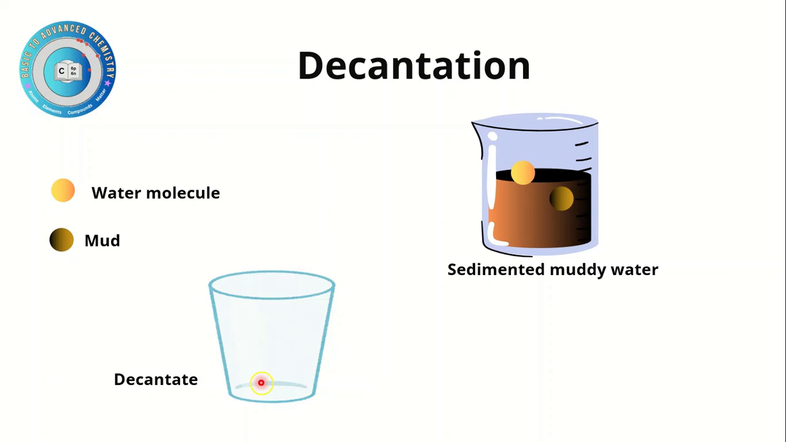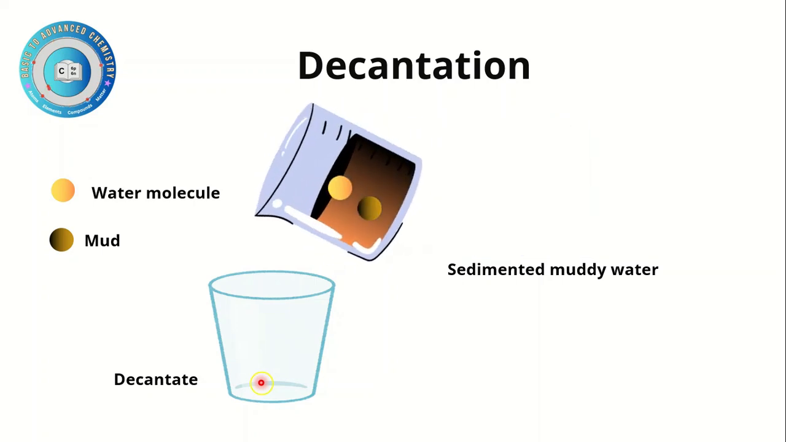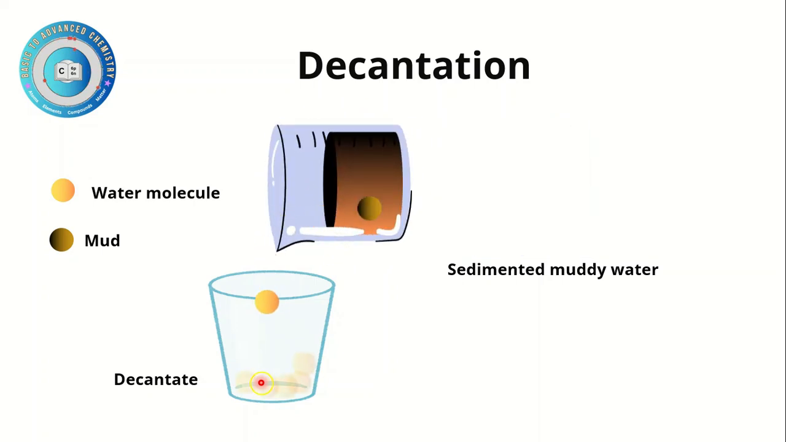So let us see how this works. Then water with less density is carefully poured off into this beaker from mud. In this case, by using this technique, we can separate water from mud. So the principle is based on density difference. The one which has more density is settled at the bottom of the beaker, and the one with less density is carefully poured off from the mixture to another beaker like this one.